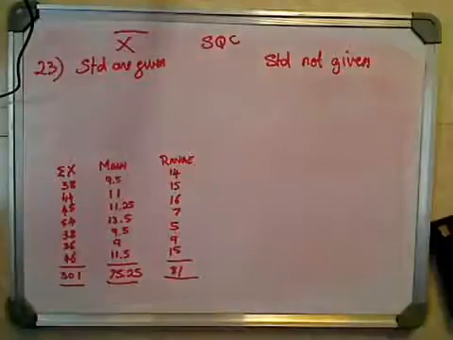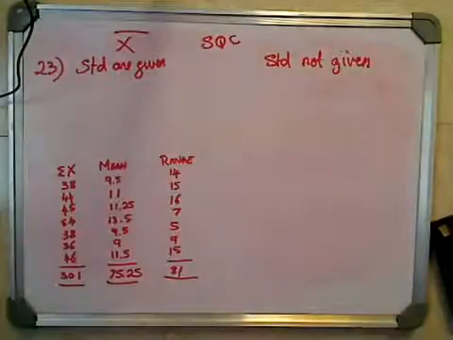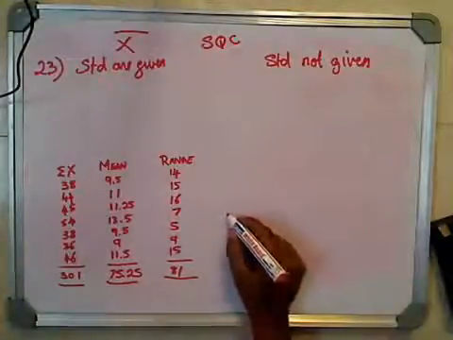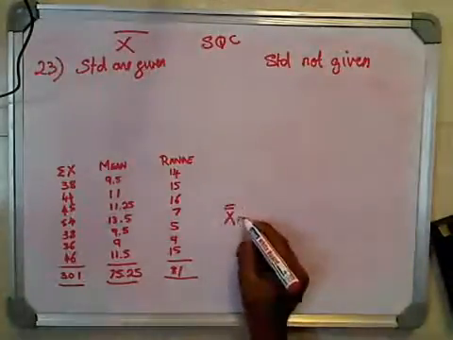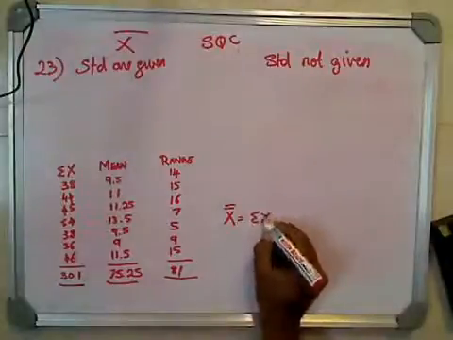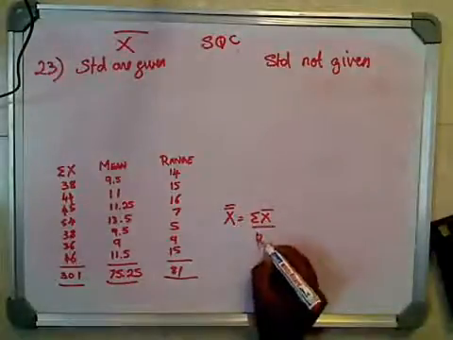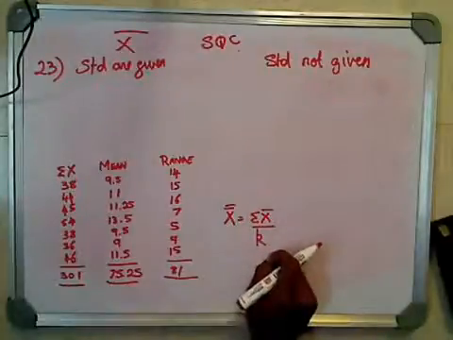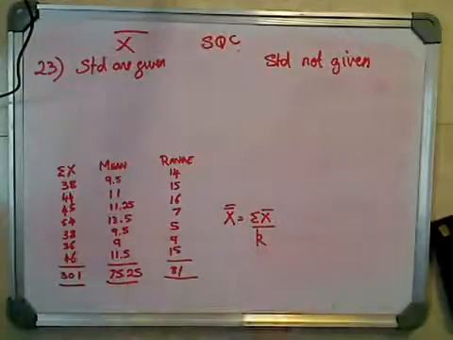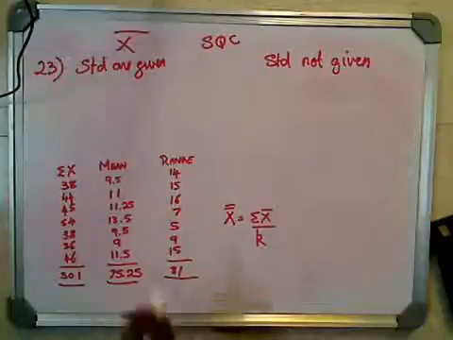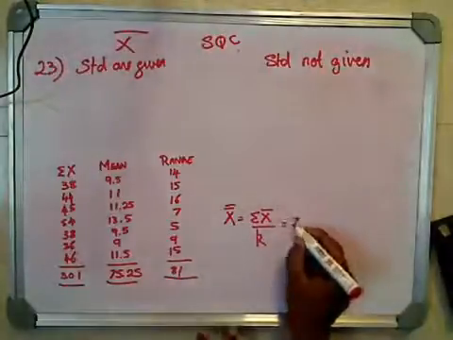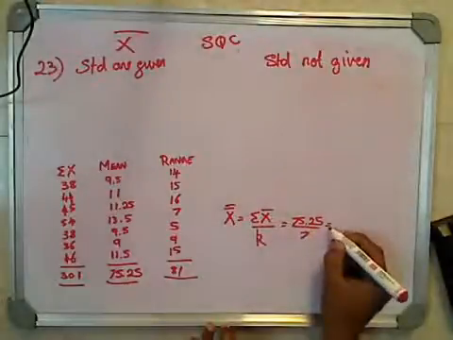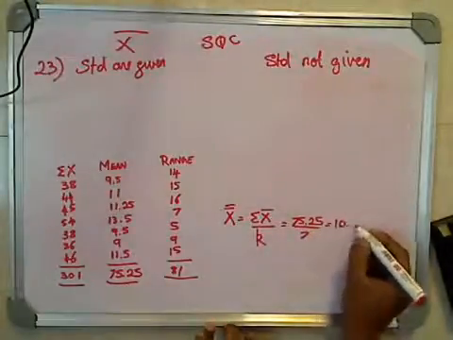Now we need a few more bits of data before you actually arrive at the required answers. Firstly, calculate X double bar equals summation X divided by K. K here would be the total number of samples that you've taken, and as per the book, the number of samples here would be 7. So 75.25 divided by 7 would be equal to 10.75.